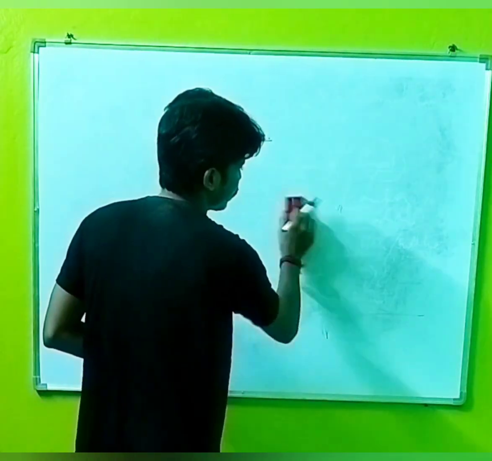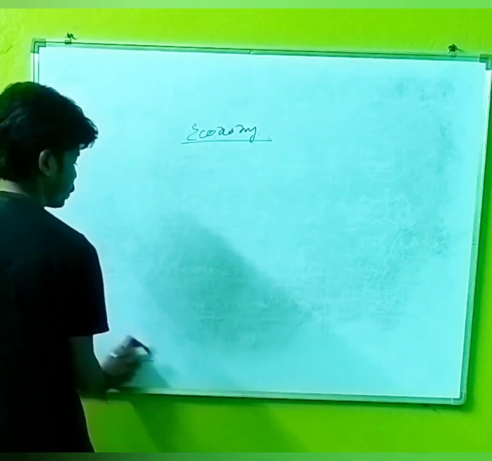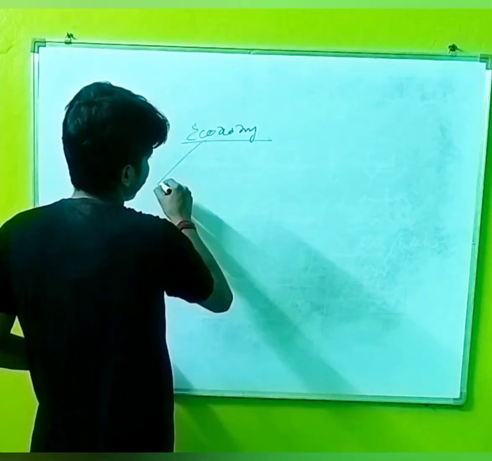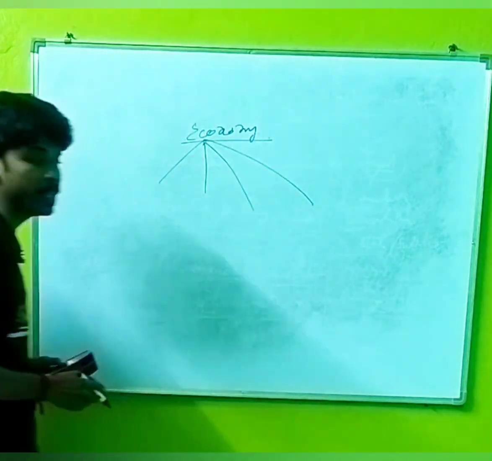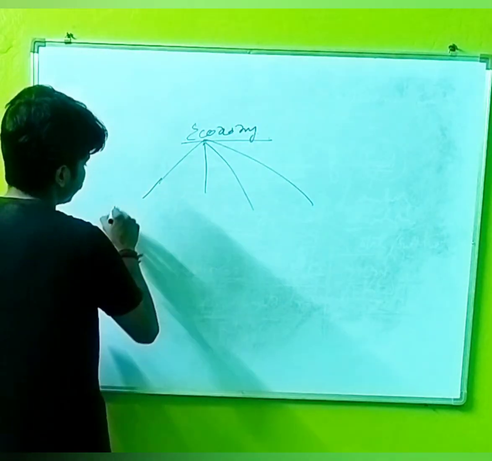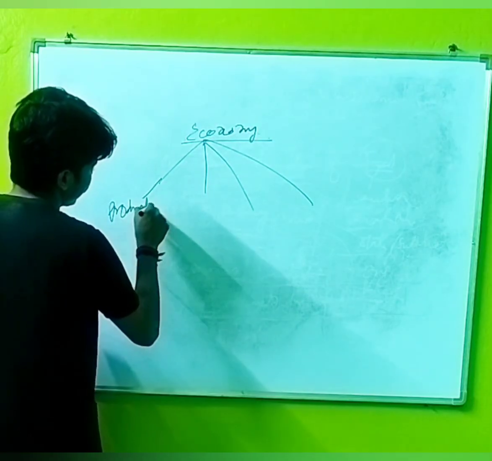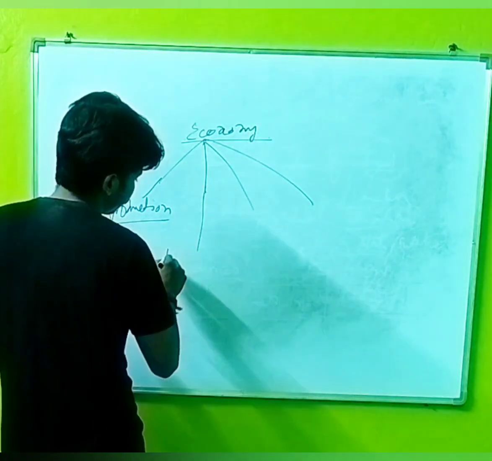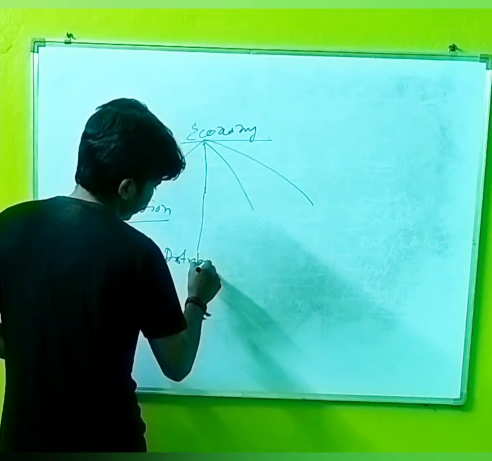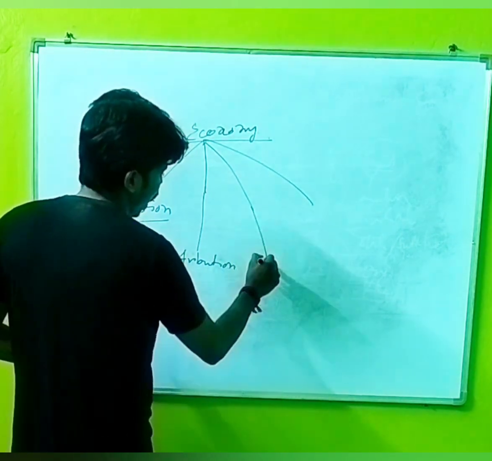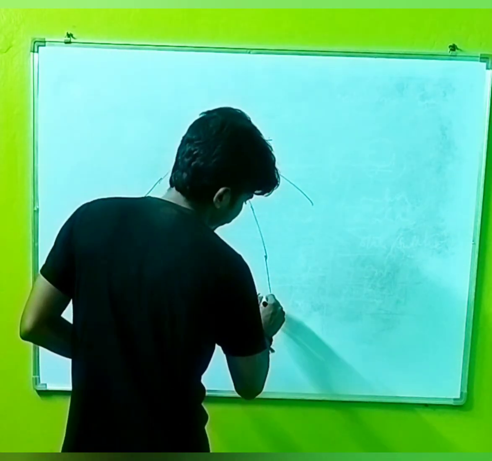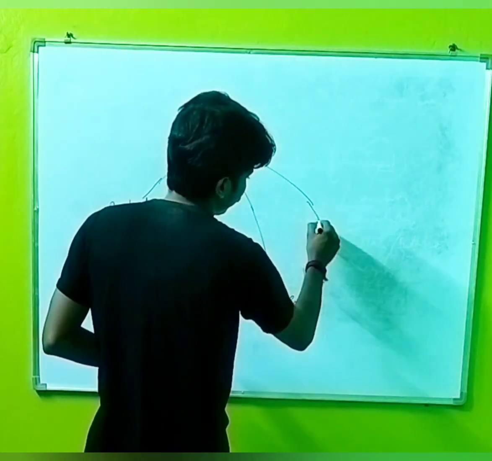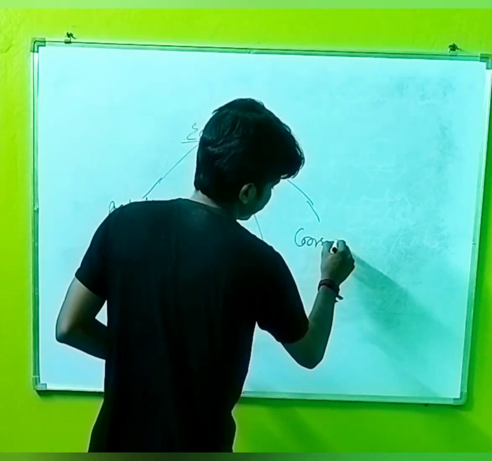Now, in that structure, we have four pillars. First one is production. Second is distribution. Third one is exchange. And the fourth one is consumption.